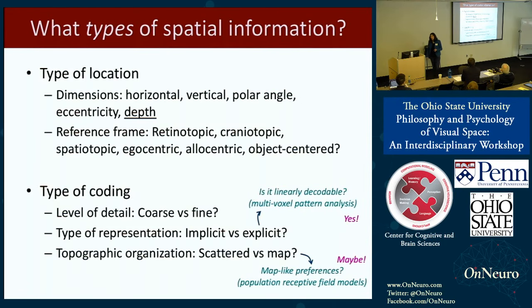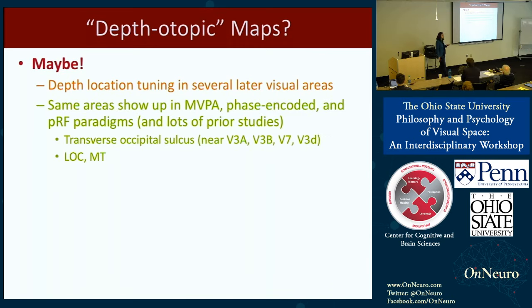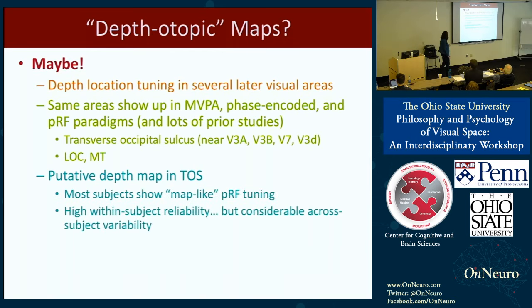This is all very preliminary work, I should say. We have it across 8 subjects, and there's still a lot that needs to be done. So I'm going to answer this with an enthusiastic maybe. I think we do have some preliminary evidence for these map-like preferences. We get this depth location tuning in several visual areas. They show up across all of our different types of studies and many other people's, and I'll talk about that in a moment. Right now we're most excited about the potential of a depth map in the TOS region, because most subjects show this tuning, and there's really strong within-subject reliability, even though it seems to be pretty variable across subjects.